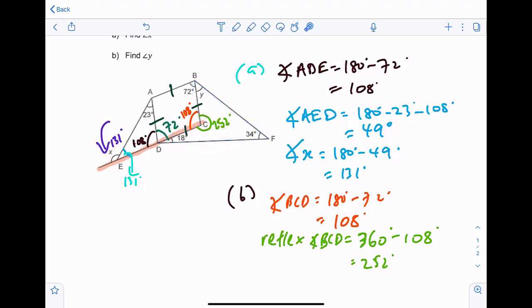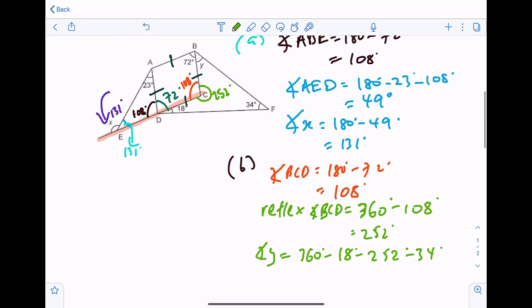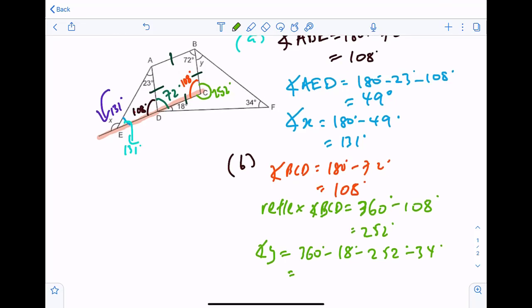Again, if you're not sure why it is 360, this four-sided figure, you can cut it into two triangles, 1 and 2. 180, 180, that is 360. Angle Y is 360 minus 18 minus 252 minus 34 degrees. Answer: 56 degrees for angle Y.